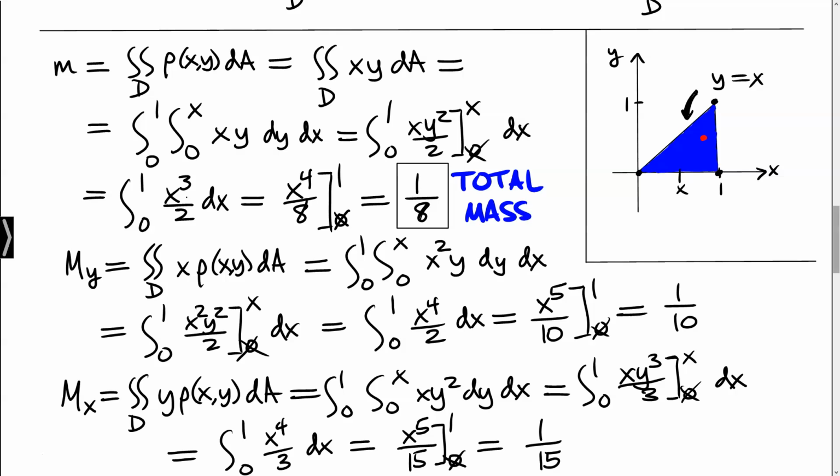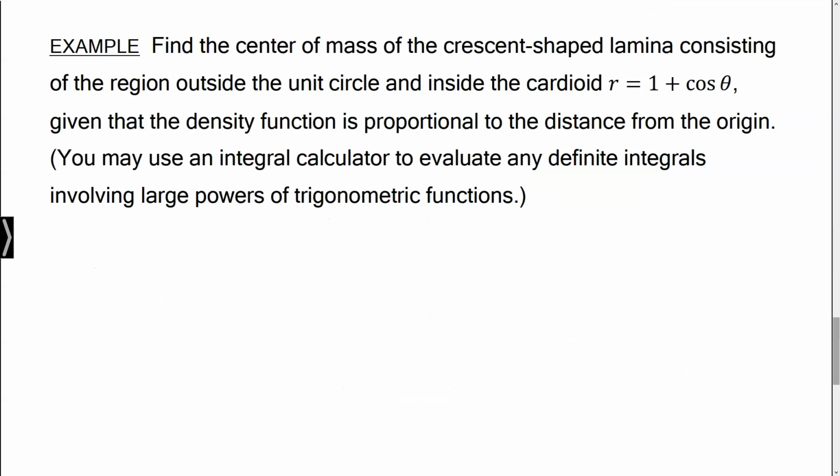So the next problem is going to be much more computationally intense, and it's going to be more difficult to set up. In fact, the integrals are so involved that we're going to use the integral calculator online to do it because we get these big powers of cosine. So this says we're going to find the center of mass of the crescent-shaped lamina consisting of the region outside the unit circle and inside the cardioid, r equals 1 plus cosine theta.